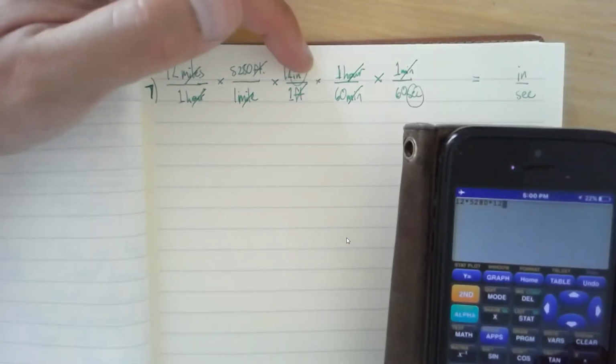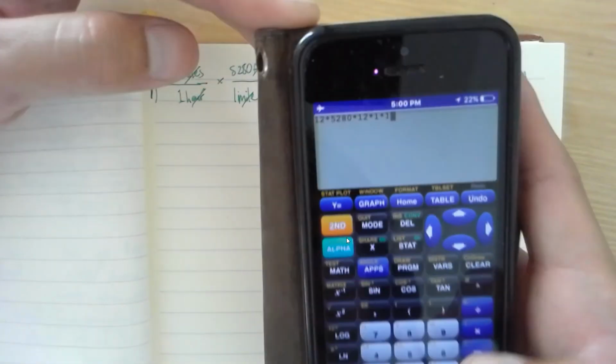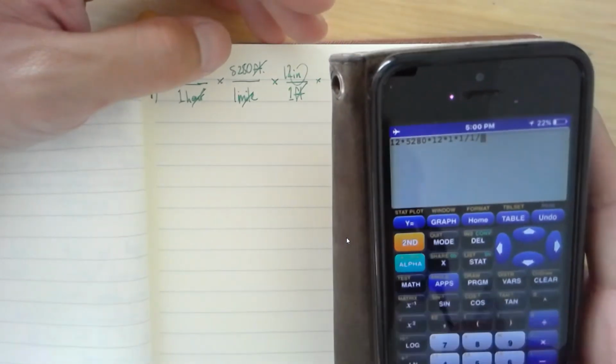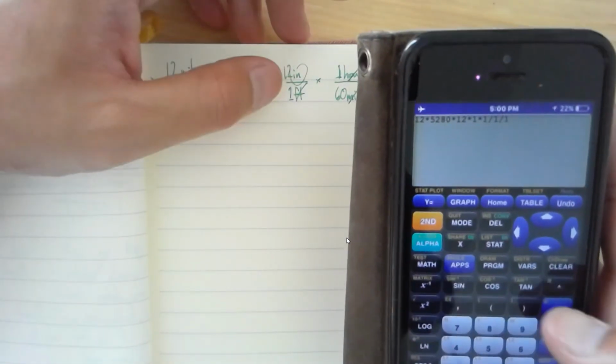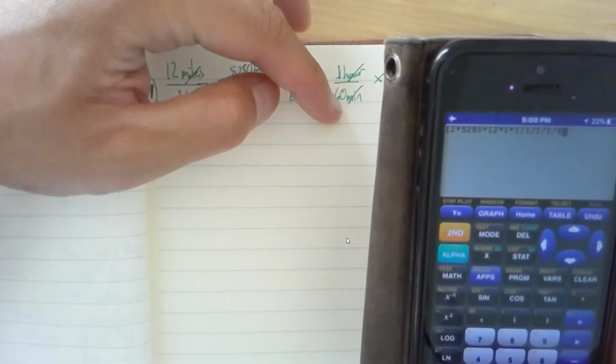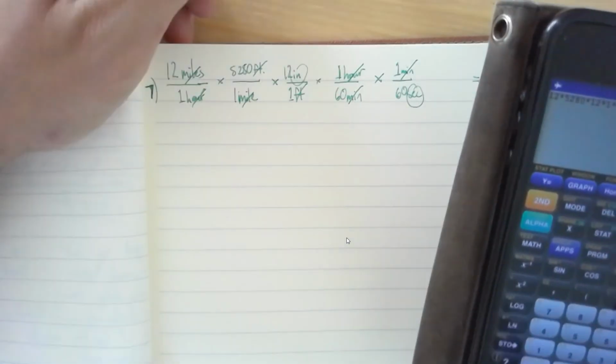Okay, so times 12. So I'm multiplying all the numbers on the top. Times 12, times 1. What else is there? Times 1. Some of you guys are like, do we have to do the ones? No, you don't, but I just like to show all my work. Divided by 1, divided by 1. So these are numbers on the bottom now. Divided by 60 now, which is on the bottom. Divided by 60. Okay, so that's what it should look like right now.